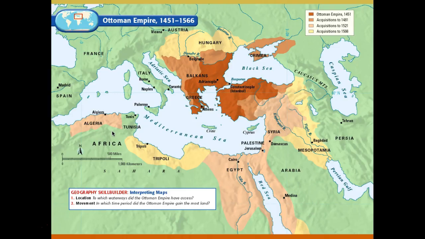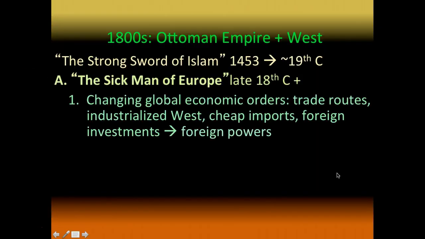Let's take a look back at those waterways here. The Red Sea here, the Persian Gulf, and the Mediterranean Sea, and instead people were going around the Ottoman Empire to avoid paying the taxes through here. So the Ottoman Empire really suffered in that way.